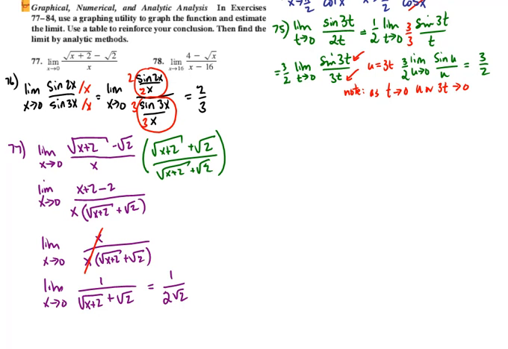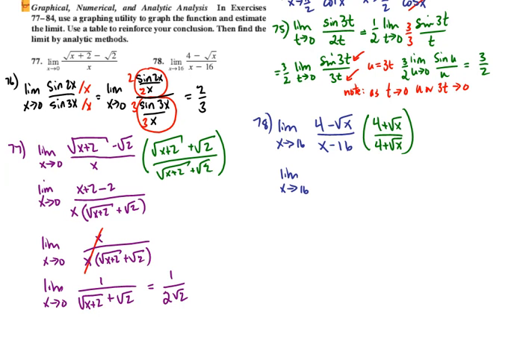We'll go ahead and look at number 78. We have the limit as x approaches 16 of 4 minus the square root of x, over x minus 16. And we're going to multiply top and bottom by the conjugate of the radical expression, which is 4 plus square root of x over 4 plus square root of x. The numerator will be first term squared minus second term squared, which is 16 minus x. The denominator is x minus 16 times 4 plus the square root of x.